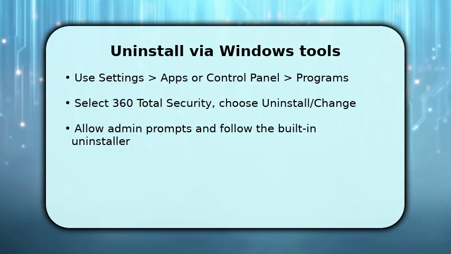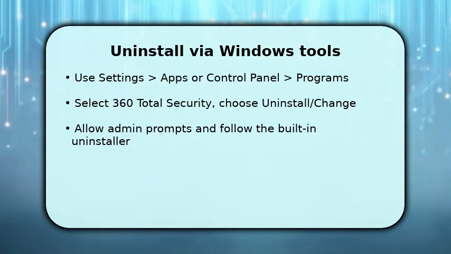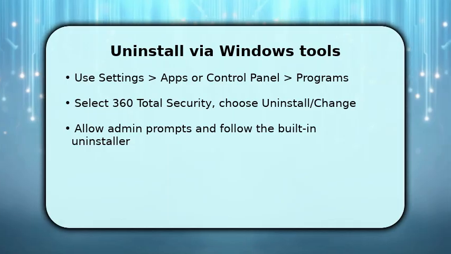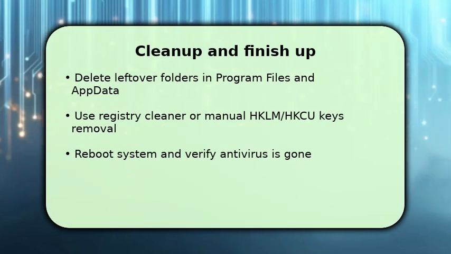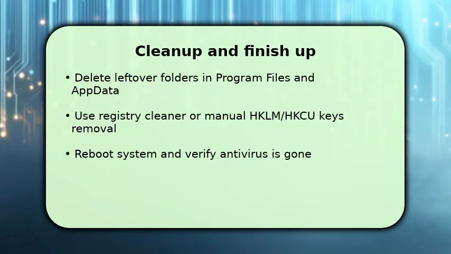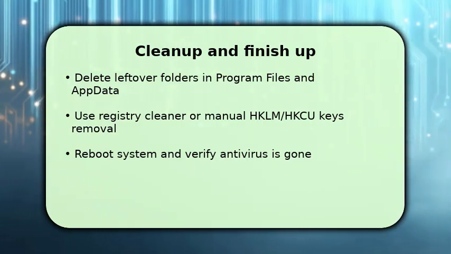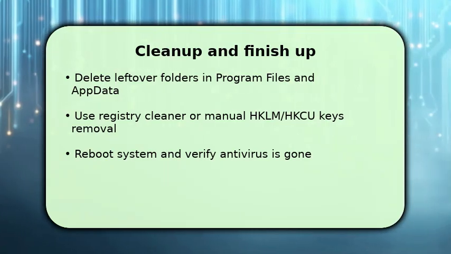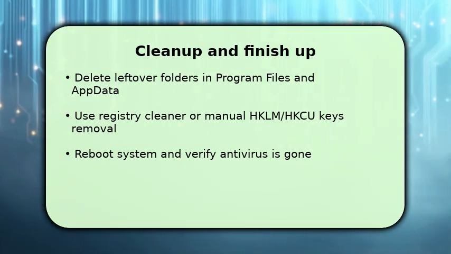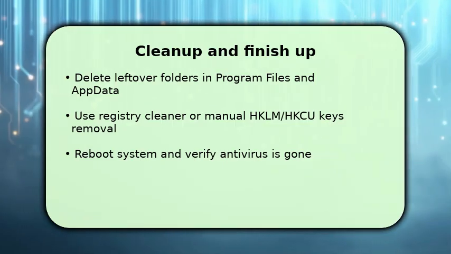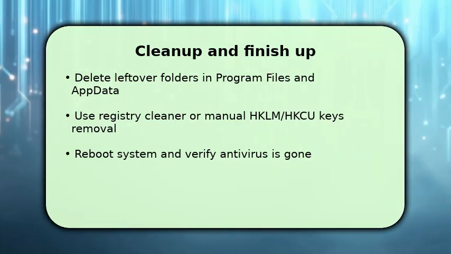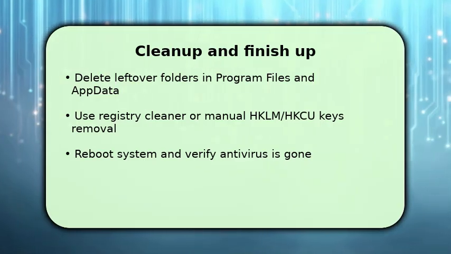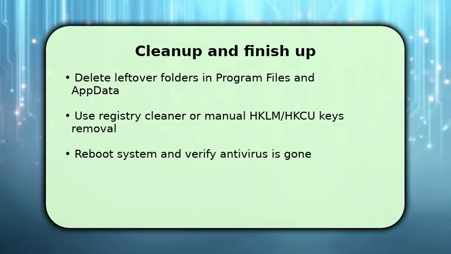Finish by removing remnants. Open File Explorer and delete leftover 360 folders and program files and app data. Make sure hidden items are visible. Next, carefully remove leftover registry keys under HKLM and HKCU if comfortable, or run a reputable registry cleaner. Export keys first as a backup. Once cleaned, reboot and confirm 360 is absent in Programs and System Tray. Troubleshooting tip: if Windows blocks deletions, boot to safe mode.